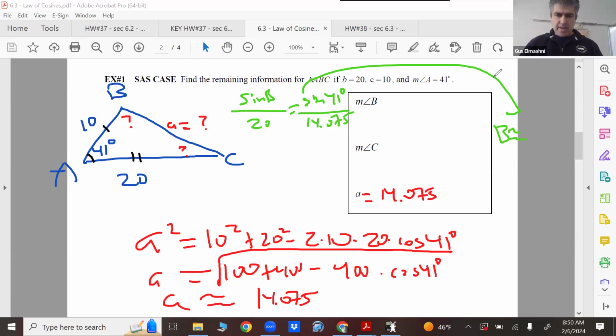So let's see here. 20 sine 41 divided by 14.075. You get 0.933, 0.932. No, that's what sine B equals. My bad. So B is the inverse sine of that. And if you think about it, this is kind of like a side-side-angle case, right? If I do the inverse sine of it, I get 68.786 degrees.